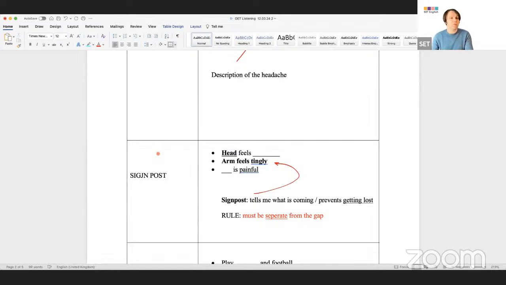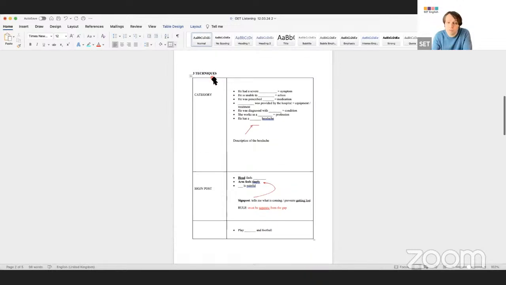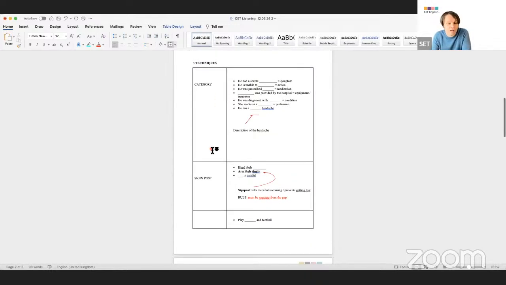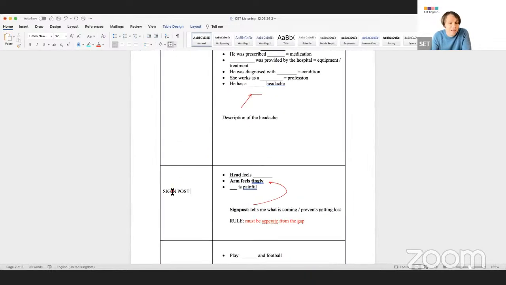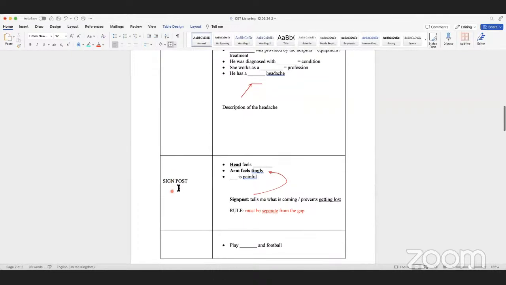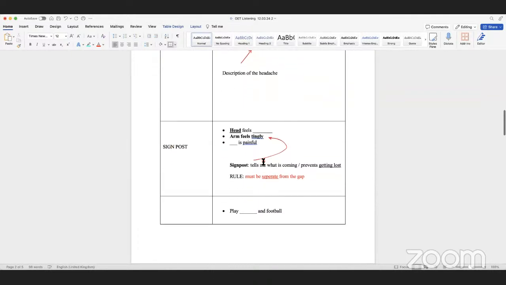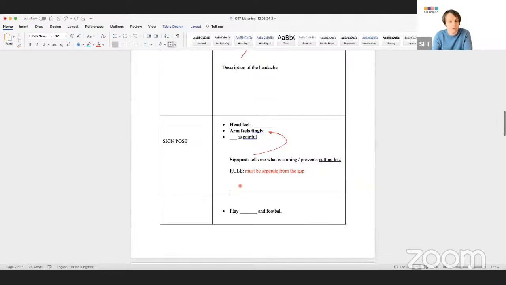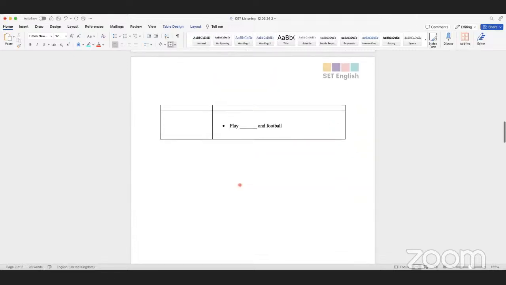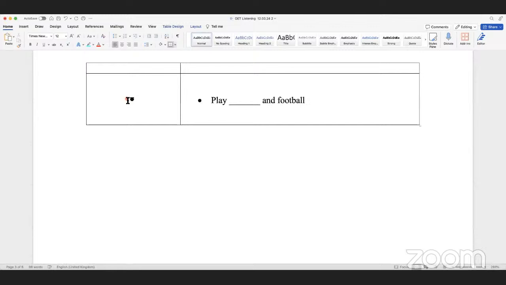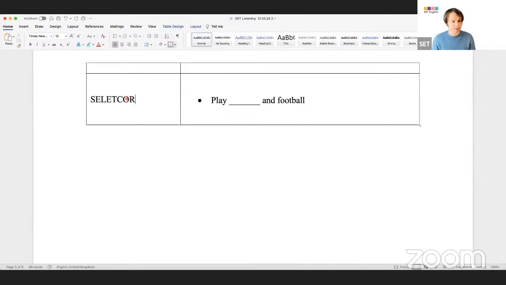Okay, so we've got signposts, we've got categories. We're going to demonstrate this in a second and then practice. Third technique, what is that? Selector. Select a word. We did this last week. We'll do this every week. Okay, so this is something new. What is a selector word, please? Rima, you're the teacher now. You tell us, what does it mean?